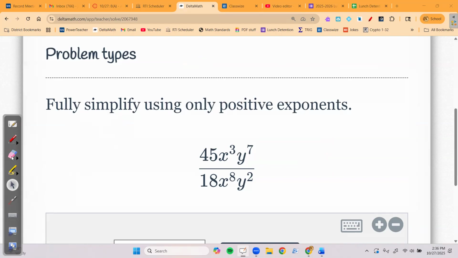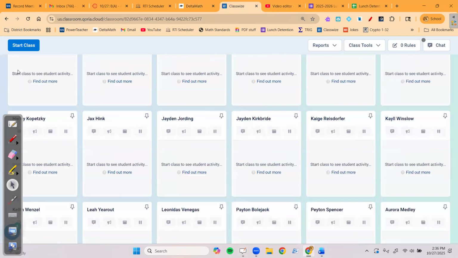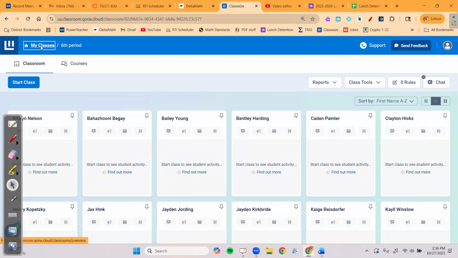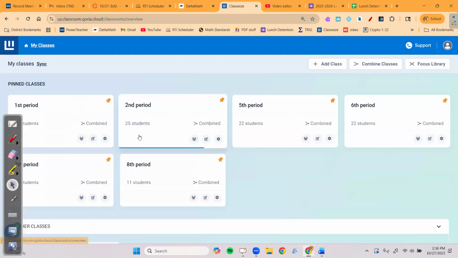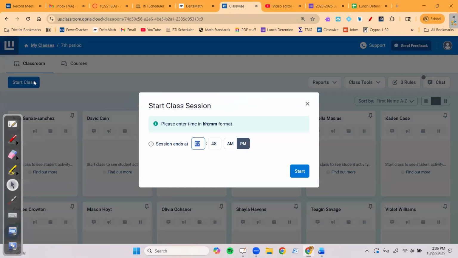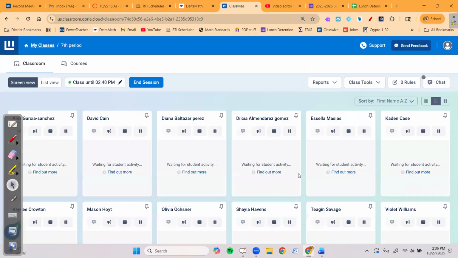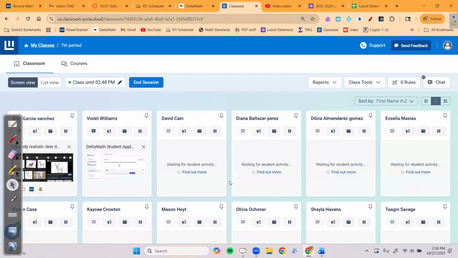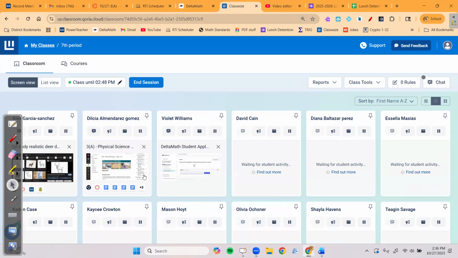So I'm going to get out of this and go to Classwise. In Classwise, I can spy on your screens, and not in a bad way. This is nice because when you have a question, you can say, hey, can you help me? And I can just pull your actual question right up onto the TV, which is totally nice. So I'll go ahead and pause right now until someone asks a question.